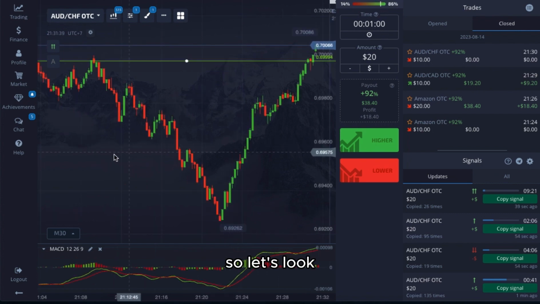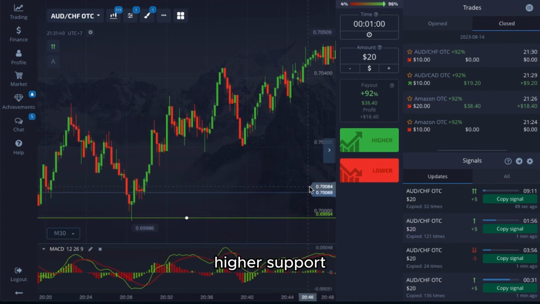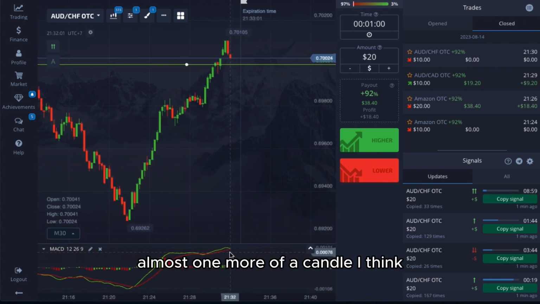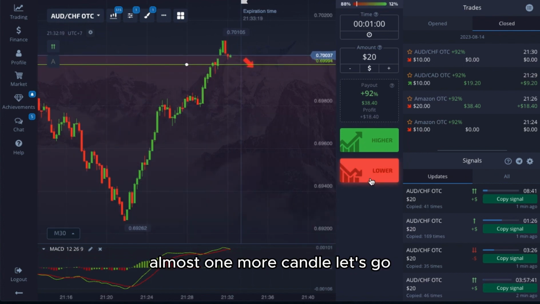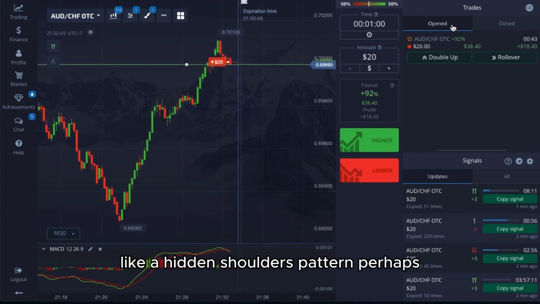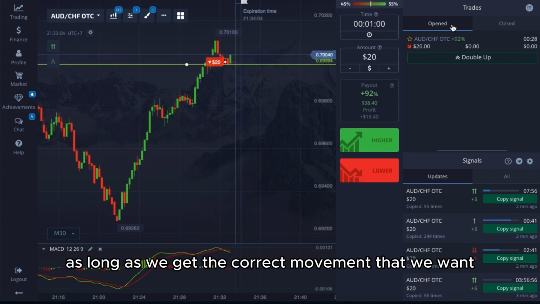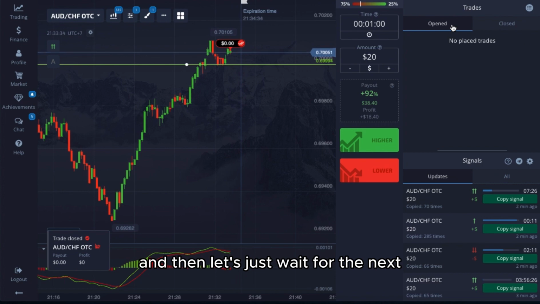So let's look at the next higher level. Higher support, should be soon. Let's wait for the cross. Almost one more candle, I think. Almost one more candle. Let's go. So you should see some kind of a pattern formation, like a head and shoulders pattern perhaps. Once again, it doesn't really matter as long as we get the kind of movement that we want. I think we're gonna lose this trade, and then let's just wait for the next close.